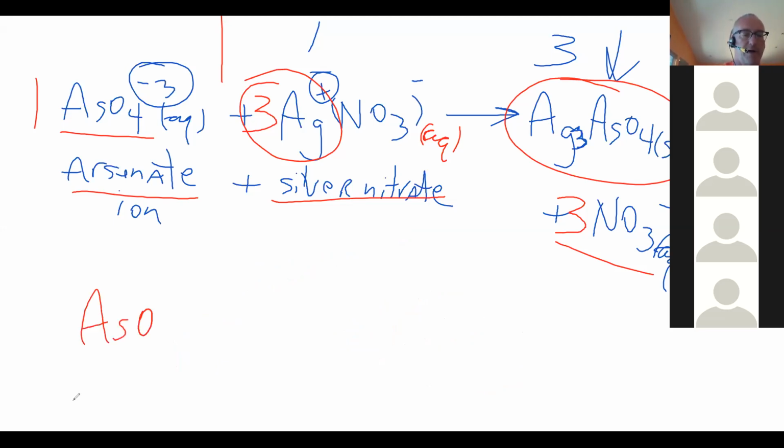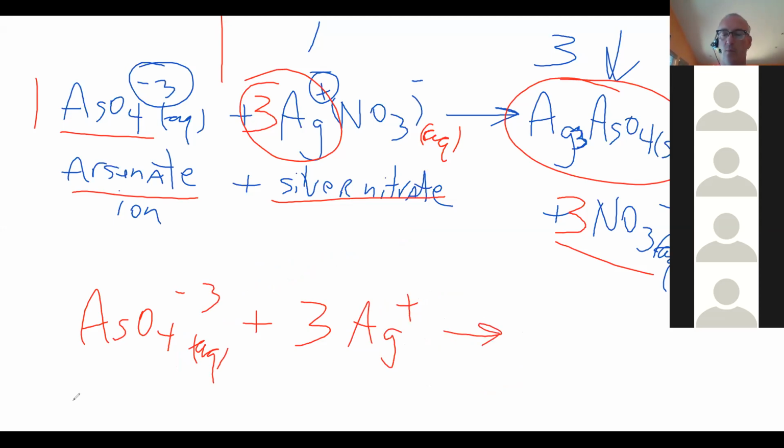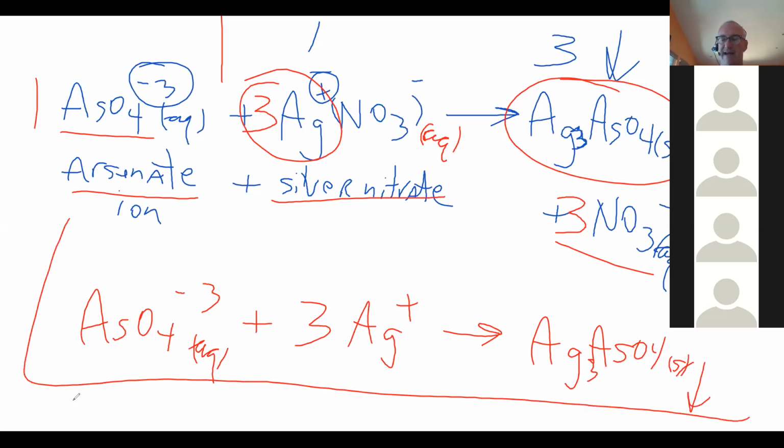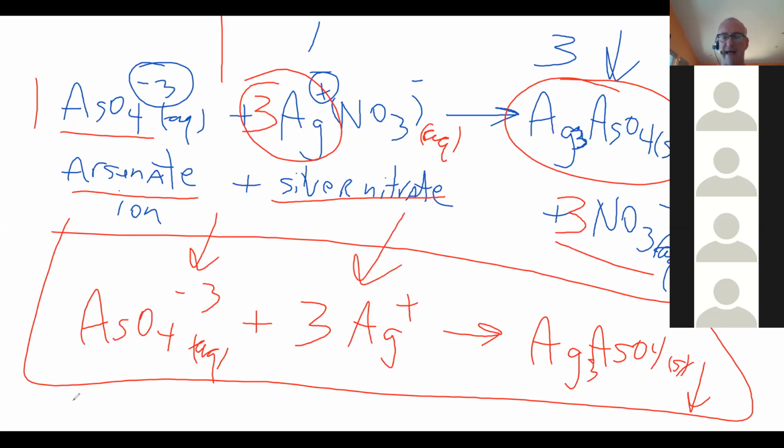This is our reaction. Arsenate, aqueous, minus 3, plus 3 moles of silver ions, plus 1, give Ag3AsO4, a solid precipitate. This is what we call the net ionic reaction, because this ion and 3 moles of that ion make our product. So we call that the net ionic equation, because everything else was there at the beginning and it's going to be there at the end.